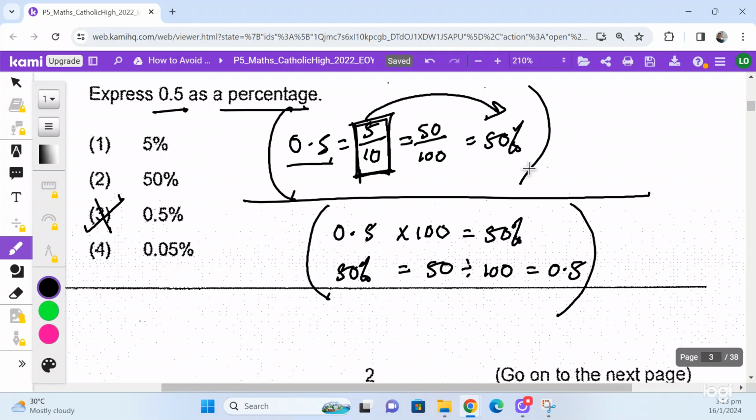This particular question is actually a 1-mark question, and it's not very hard. But students still make mistakes because they forgot how to convert the decimal to percentage, or maybe they don't even understand how to change the decimal to percentage. Hopefully by the end of this lesson video, you understand how to convert to percentage, using the longer way or the shorter way. You can decide which way you want to use.